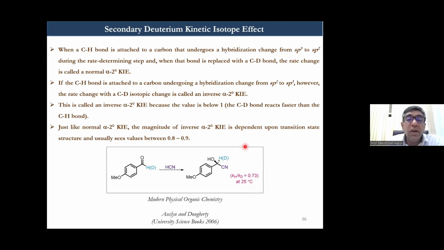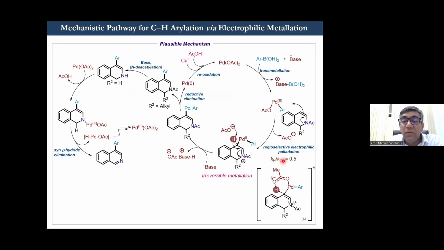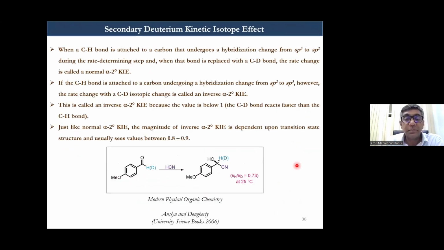Okay, so what we observed in our case is 0.5. So why do we observe that this is 0.5? In this particular case, if you see the transition state from sp2, we are actually changing to sp3, because of which we are going into an inverse kinetic isotope effect. And this is precisely what we observe in this particular transformation.